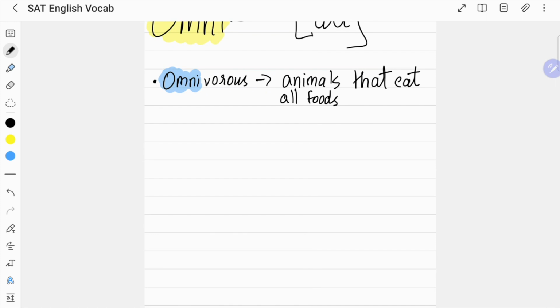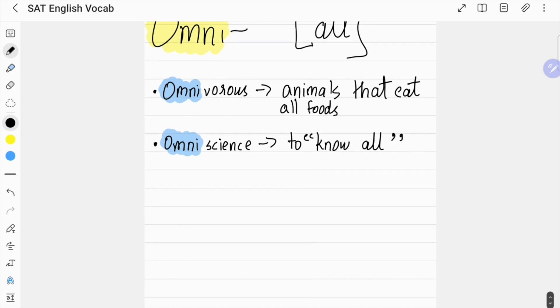Let's say omniscience, a tough word actually. So instead of normally meaning all science, it means to know all science, to know all, basically. Here we use the word science because everything in our world is science. So instead of science, we use know all.